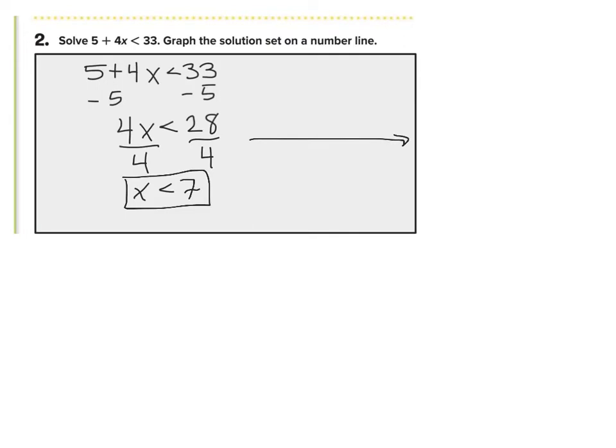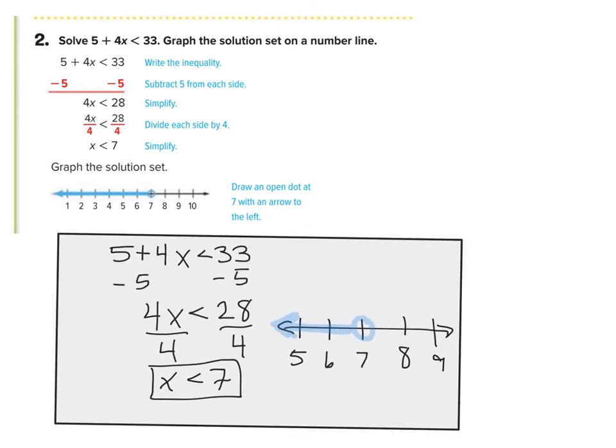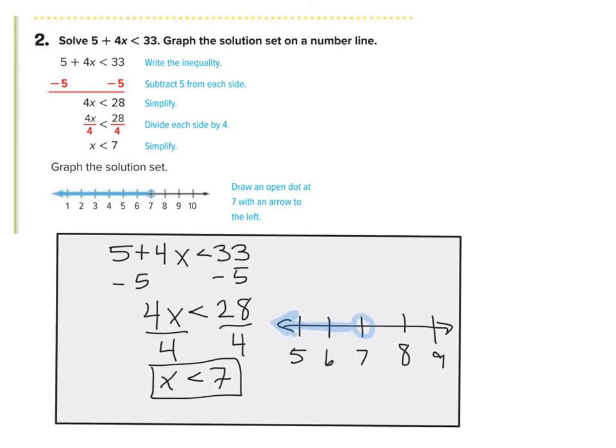Now I'm going to graph that. 7, 8, 9, 6, 5. Now I'm going to change my color, or actually I'm going to try the highlighter this time. And I'm going to draw a circle at 7 and not shade it in. And then I'm going to shade everything to the left of 7. So it's less than 7, so it can't equal 7. So now let's check to see if we're right. And it looks like the book had the same thing I did.